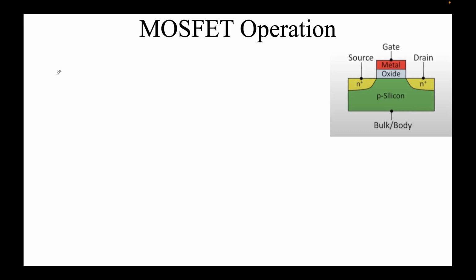Okay, let's go ahead and talk about the operation of a MOSFET. So this is an N-type MOSFET as we are seeing over here. Sorry, this is a P-type silicon. So an inversion layer will be formed over here. That inversion layer will form when you have sufficiently positive gate bias. Okay, because first depletion and then inversion.